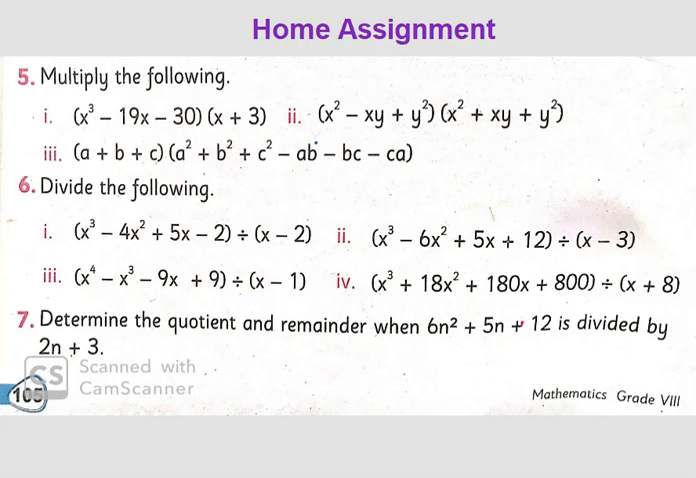Question number 6 is just divide it, and question number 7 is determine the quotient and remainder when 6n square plus 5n plus 20 is divided by 2n plus 3. It is also just division, you have to divide this term by 2n plus 3. And this is the whole lecture. Hope you got it. Thank you so much.